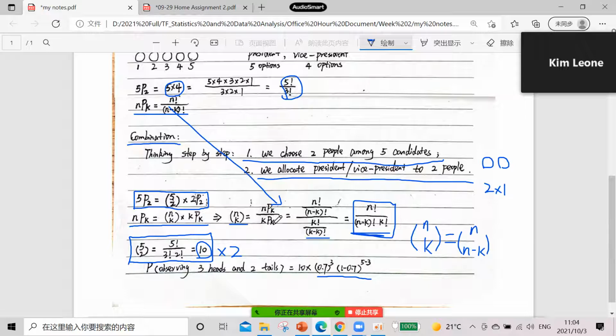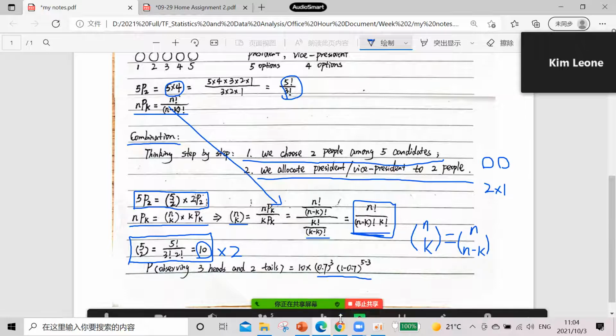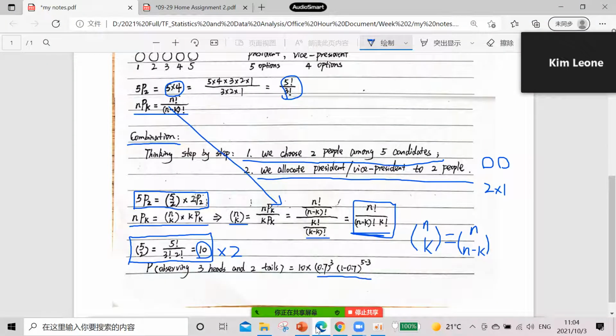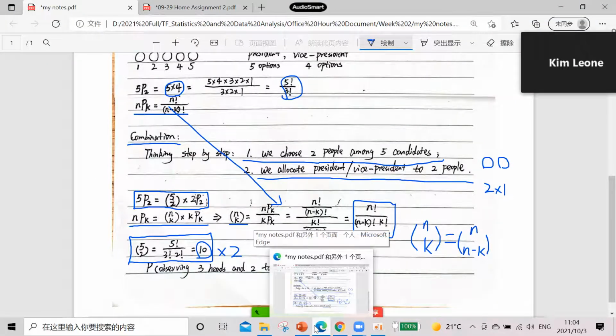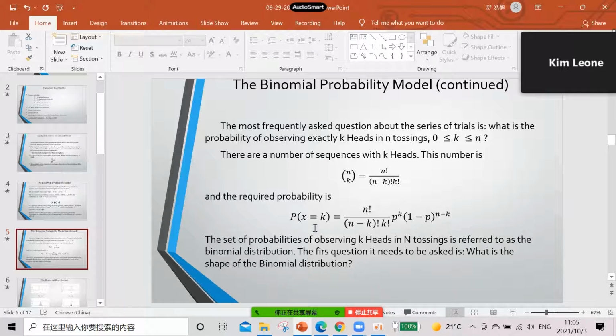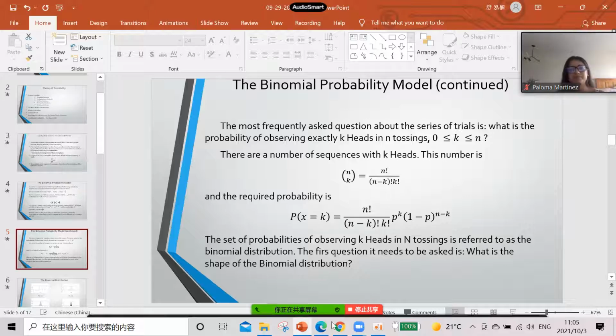This is how we come up with this formula, using combinations. And if you don't remember this formula, it's totally fine because your exam is open book. You can utilize any notes and any public resources to finish your homework. So you can always find your notes here. The professor gives you this formula, like what n choose k is and what the probability of observing k heads in n tosses is. Those are the formulas here.